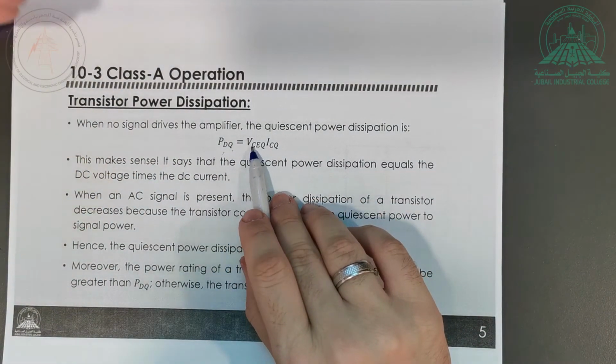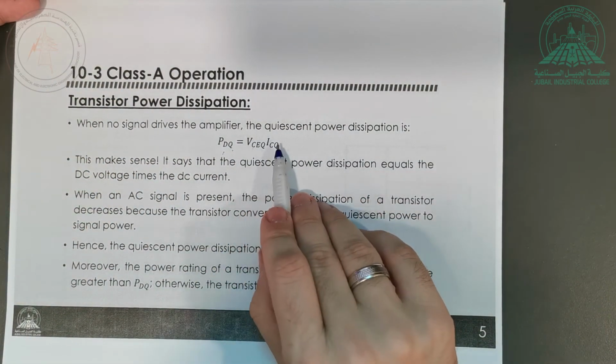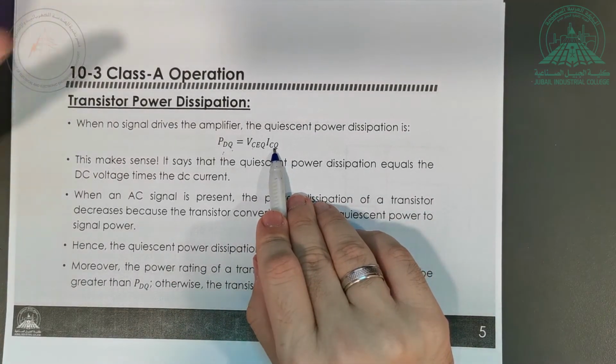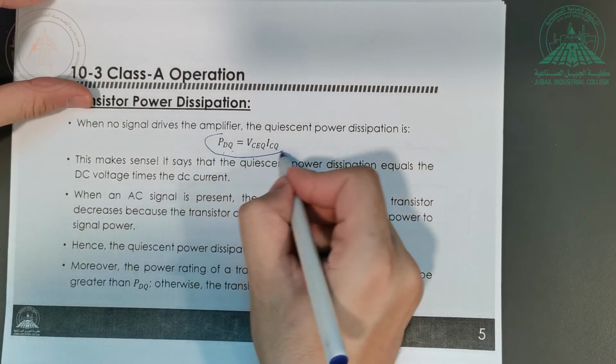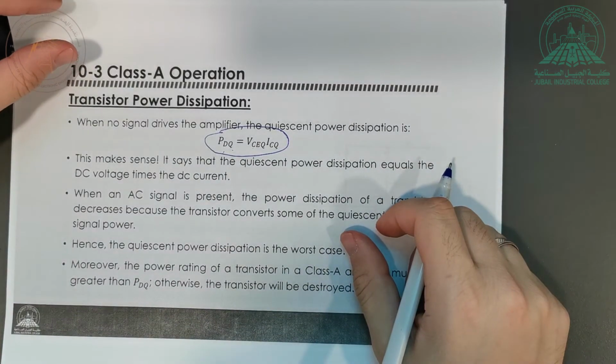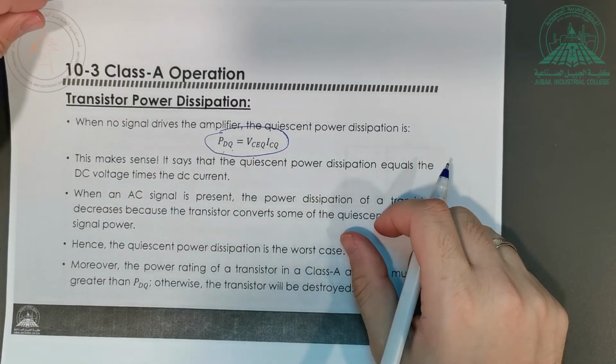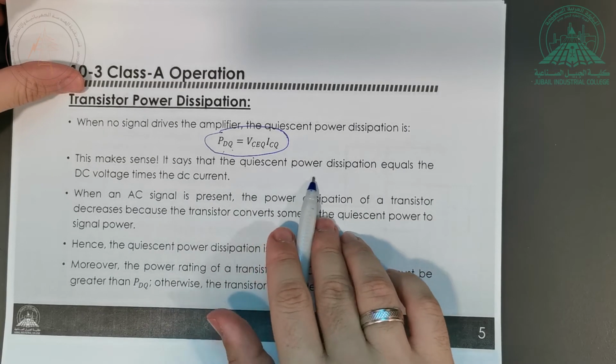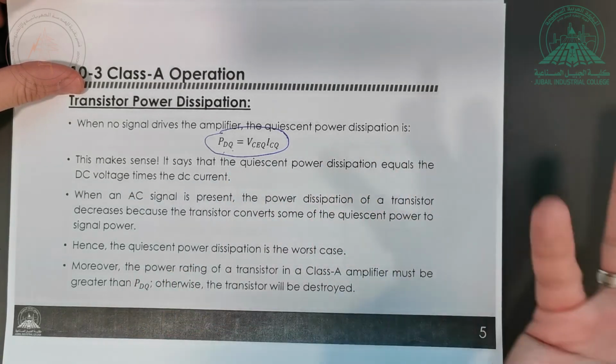So it's equal to what? It's equal to the DC voltage multiplied by the DC current. Power equals V multiplied by I, right? So this is how you find the quiescent or the DC power dissipation, or the transistor power dissipation in quiescent mode. So this makes sense. The quiescent power dissipation equals the DC voltage times the DC current, of course.